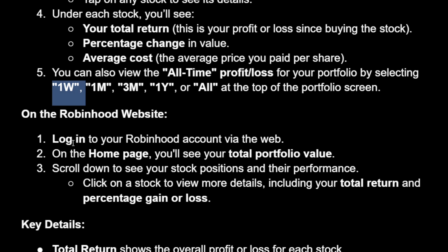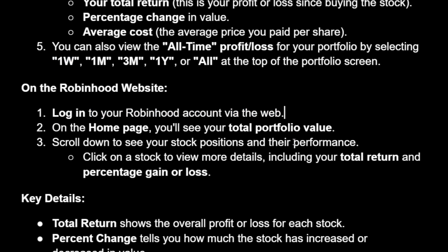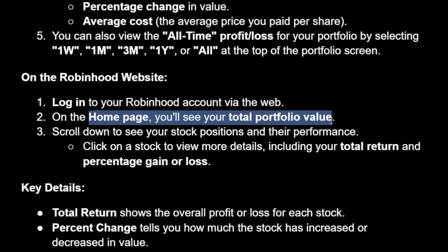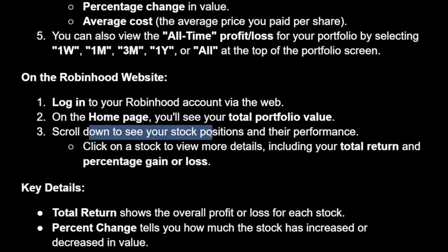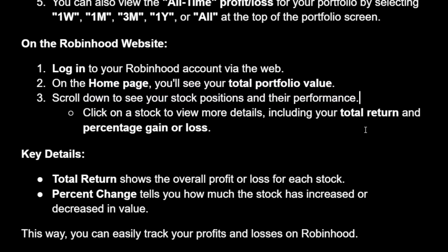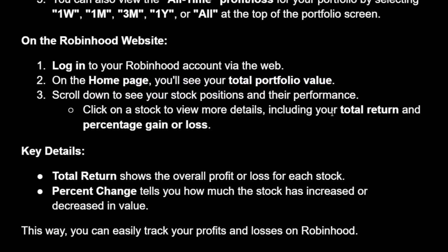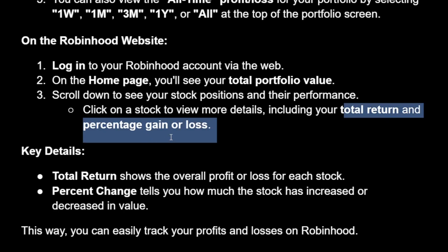If you want to do it on the website, you will log into your Robinhood account via the web. On the home page, you'll see your total portfolio value. You want to scroll down to see your stock positions and their performance. Click on a stock to view more details, including your total return and percentage gain or loss.